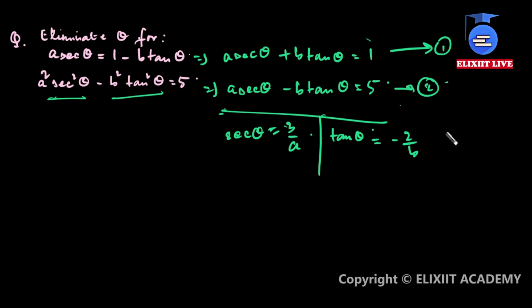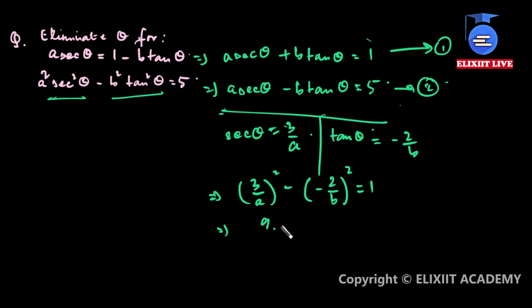What is that? 1 plus tan square theta is sec square theta, right? So sec square theta minus tan square theta is 1. So we can simply write it from there itself. Sec square theta minus tan square theta is equal to 1. So theta is gone now.